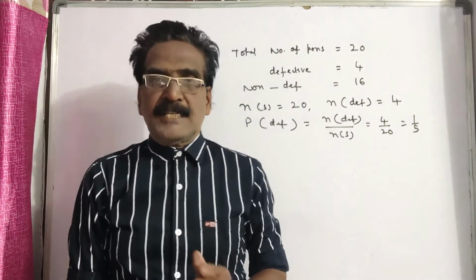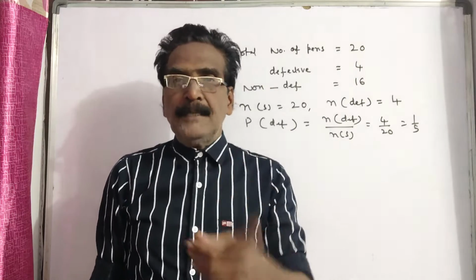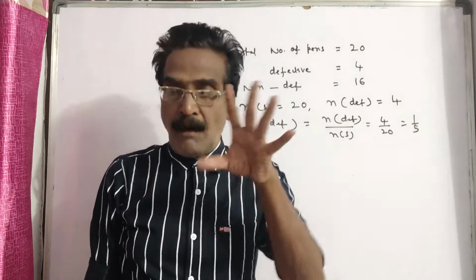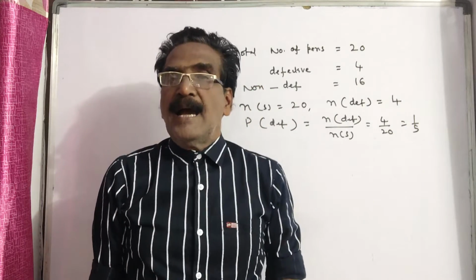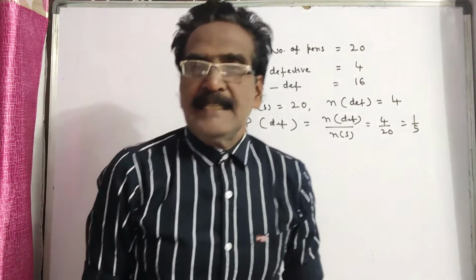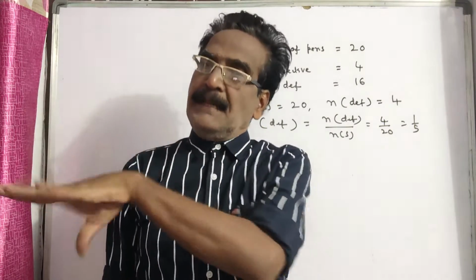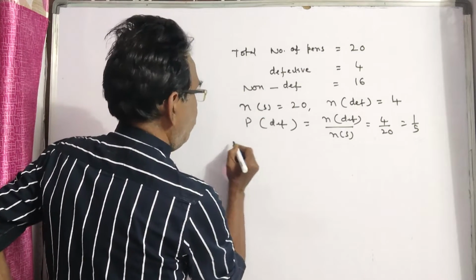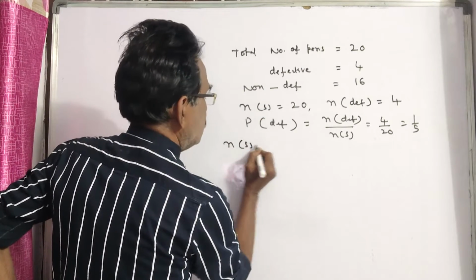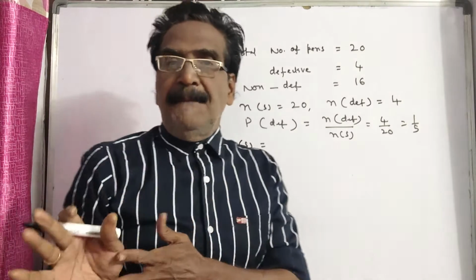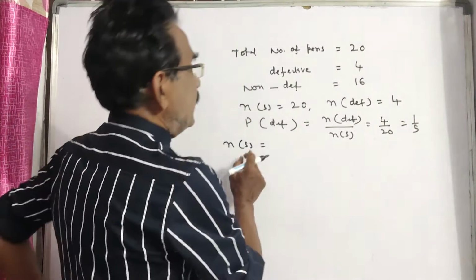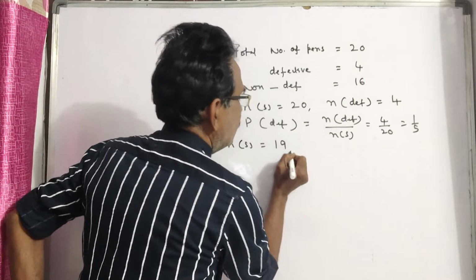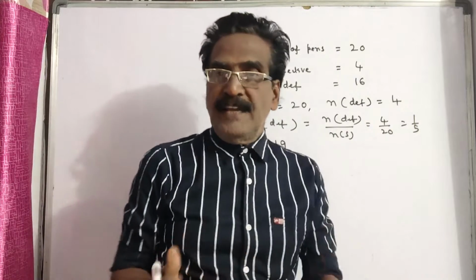Then look at the second question. If the pen drawn in the first draw is non-defective and not replaced, then the total number of pens, that is n(S), becomes 20 minus 1, which is 19, since the pen is not replaced. And favorable outcomes.